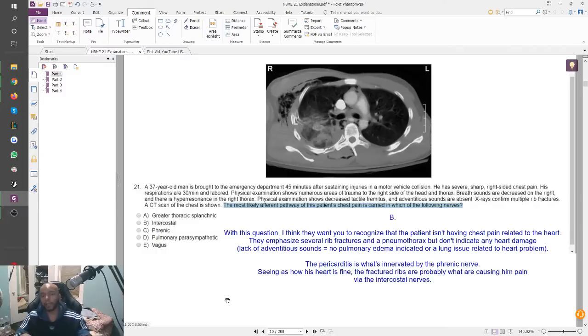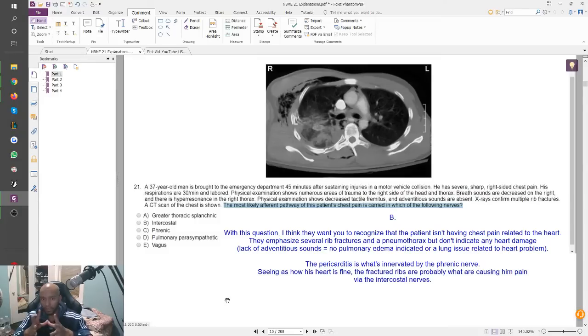And that was a very common answer choice many people wanted to pick. But his heart is fine. There's nothing wrong with his heart. Seeing as how his heart is fine, the fractured ribs are probably what are causing him pain via the intercostal nerves. There was nothing else to really pick here. The other answer choices are just irrelevant. Vagus is also kind of relevant to the heart. It's a parasympathetic nerve. It's not really that significant for sensory stuff, right?